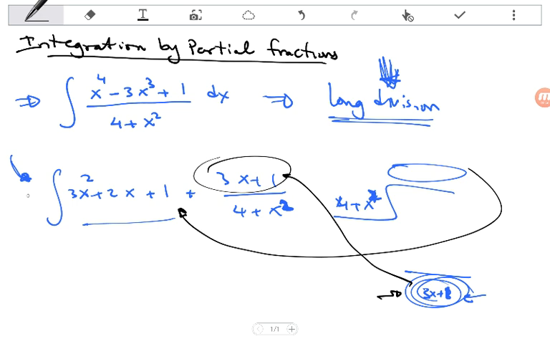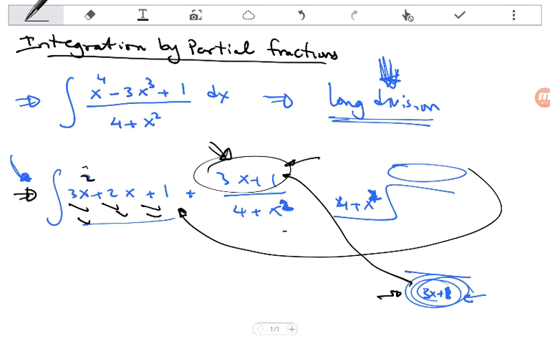Okay? Now how can I perform this integration? These terms are not a problem. We just use the power rule. I add 1 to the power and divide by the new power for each of these terms. There is no problem in these terms. What about this expression?